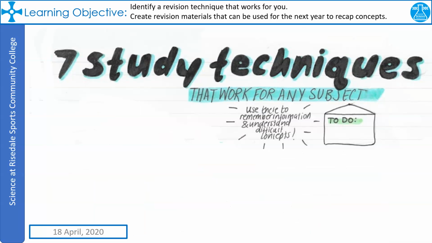What we need to think about doing is taking the information that we're given and finding a method that works for us. That means we can recall this information whenever we need it. So I'm going to quickly run through 7 study techniques. Some of these I've added links to on Google Classroom, so you will see in more detail if something takes your fancy.